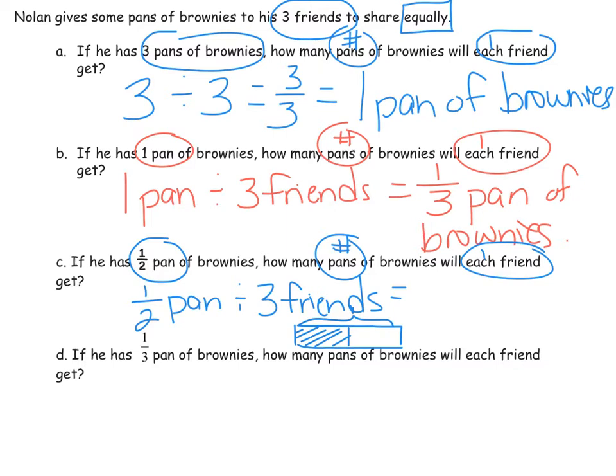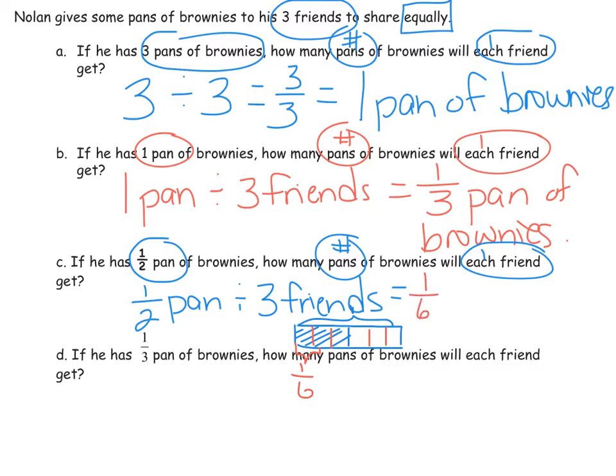I'm sharing it with 3 friends, but I have to do all of the units for the whole thing. So if I do 3 friends in the first half, I have to do 3 friends with the second half that has no brownies. So how much will each friend get? Well, this is just 1 out of how many pieces? 6. So 1/2 divided by 3 is 1/6.